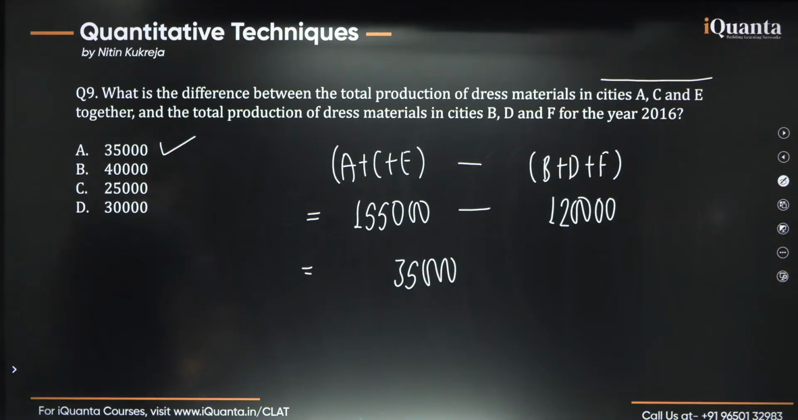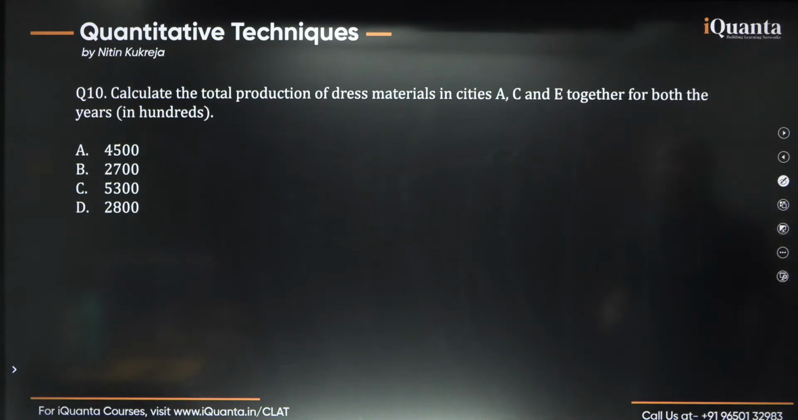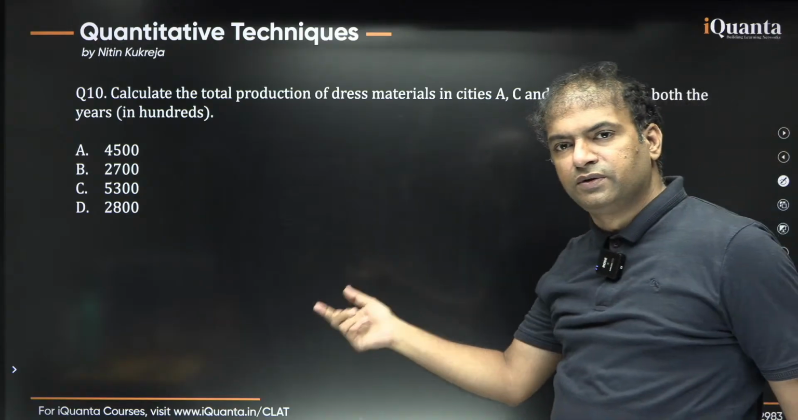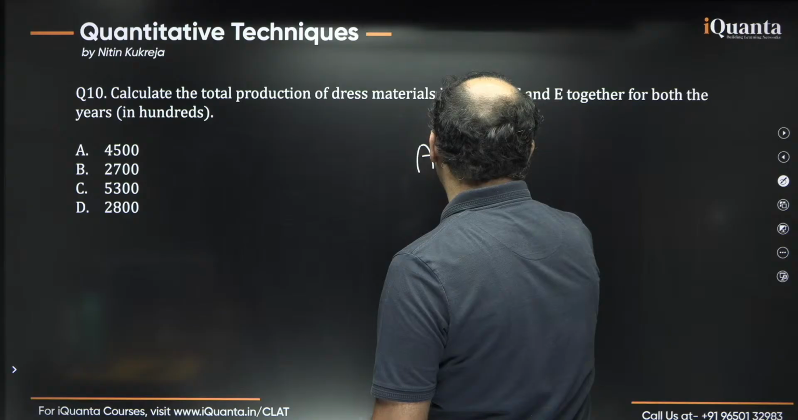All right, let us proceed to the next question of the set, right? It says calculate the total production of the dress materials in cities A, C, and E together for both the years. All right, and in hundreds means you do not need to write 00 in the end. Okay, A, C, and E for both the years, right?